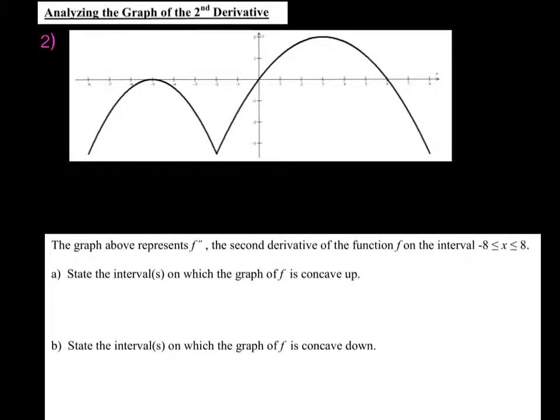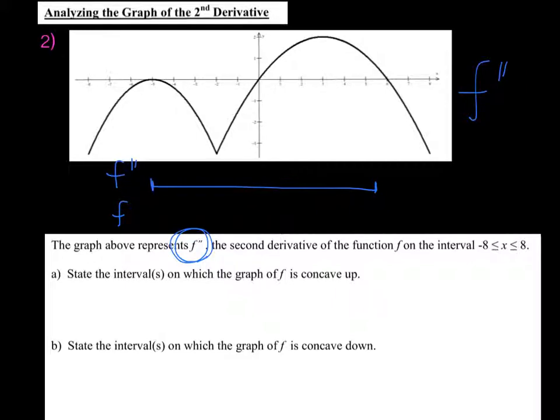Okay, this next question is asking us to analyze the graph of the second derivative, and we're going to be answering questions based on the fact that this is the second derivative graph. So again, I'm going to go ahead and make myself a big f double prime, so I remember I'm looking at the second derivative. Here's the thing about the second derivative graph. If you're given the second derivative graph, you can only make a sign chart for the second derivative. You cannot go backwards to the first derivative, and the second derivative only communicates to us about f.